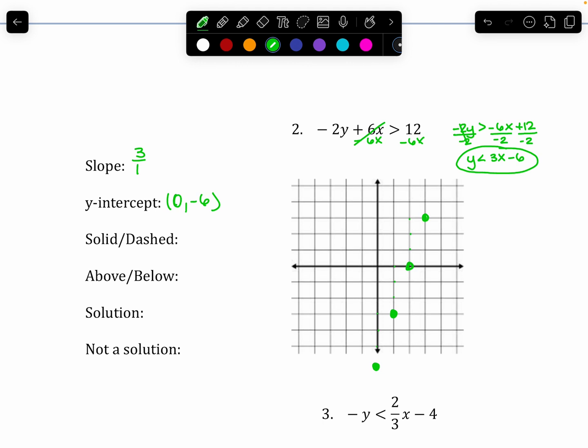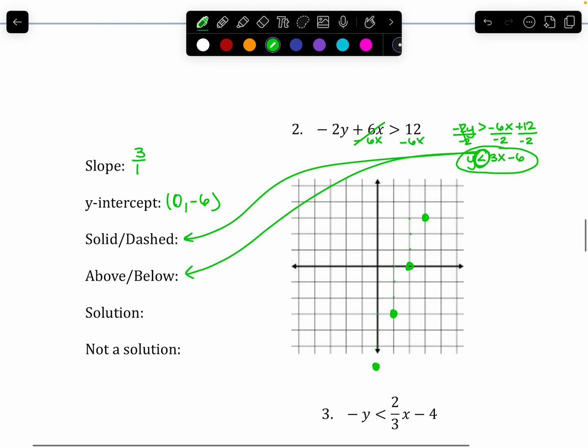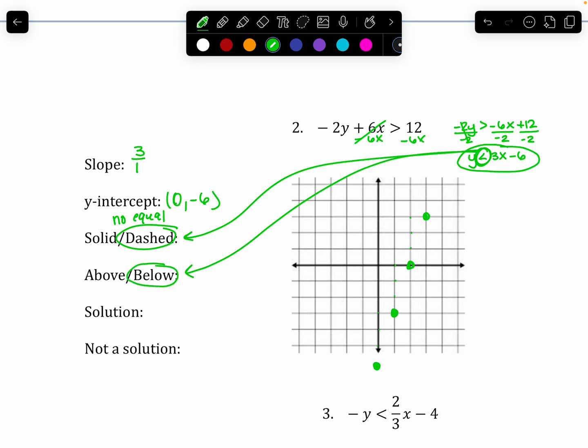All right, now I need to determine if my line is solid or dashed. So I have to look at the inequality symbol. Remember that the inequality symbol is going to help me know if I have a solid line or a dashed line. Because there is no equal sign, it's going to be dashed. And then that is the less than symbol. Y is less than all of that stuff. So now I have to shade below.